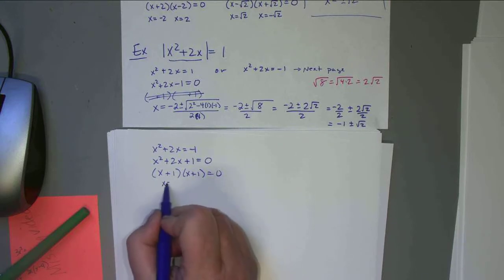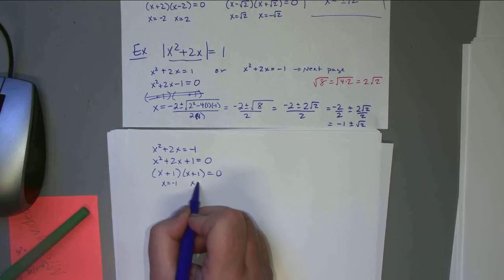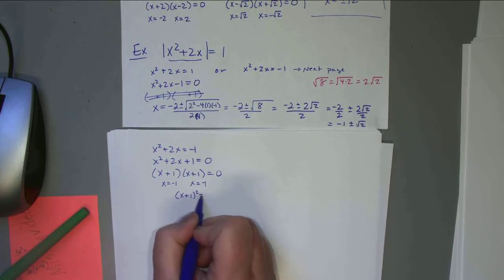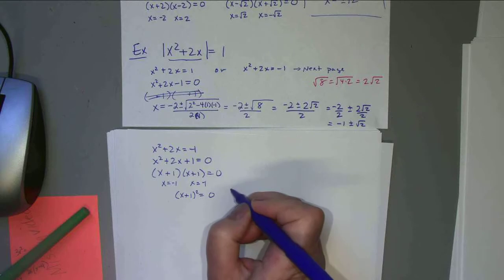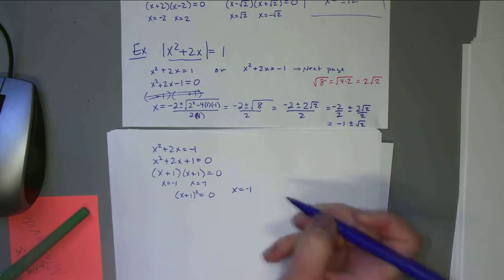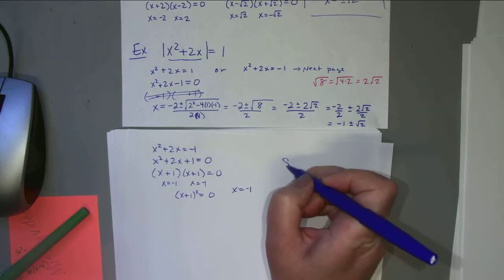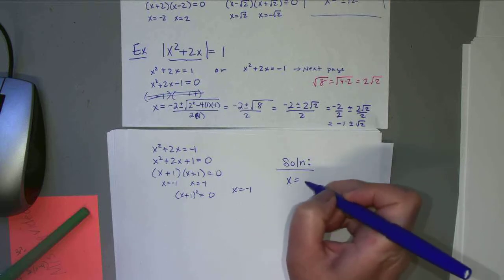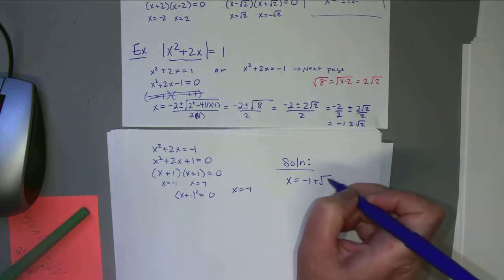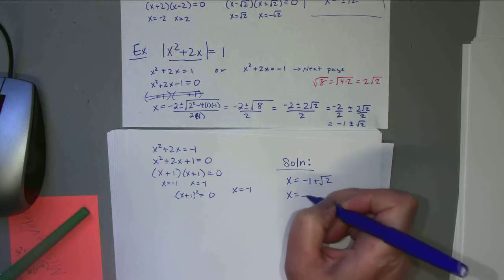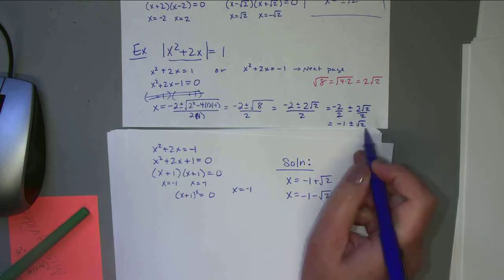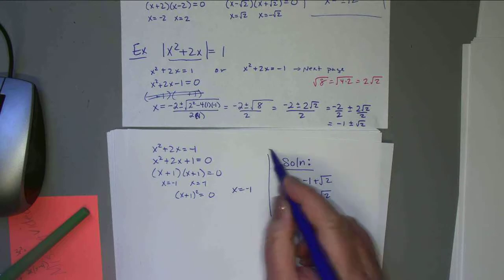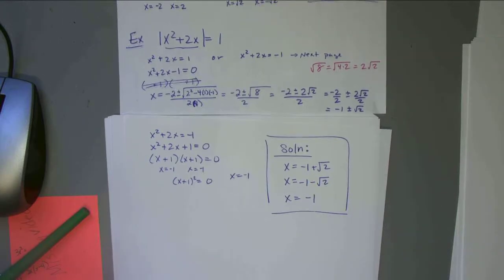So this gives me x is negative 1. This is the same, x is negative 1. So that's only one answer, because that's x plus 1 squared equals 0. So this gives us x is negative 1. So our answers to the question, our solution, will be that x can be minus 1 plus root 2, x can be minus 1 minus root 2, that's these two answers, or x could be minus 1. So there's three possible answers for this particular question.